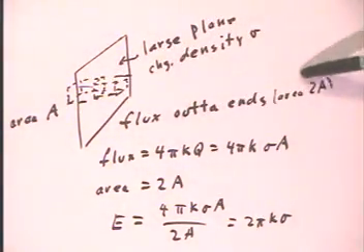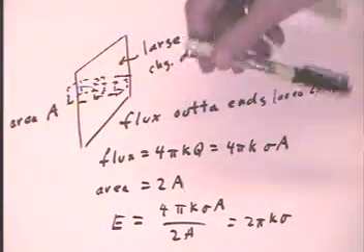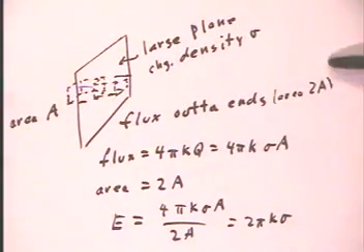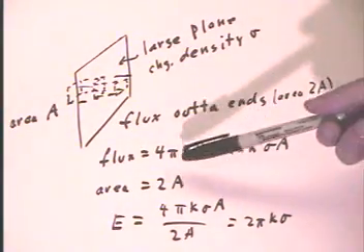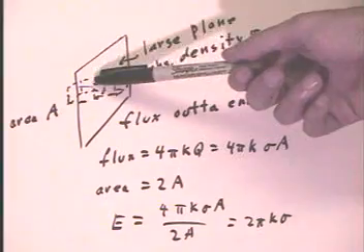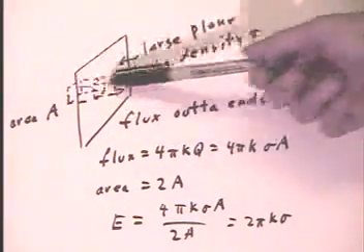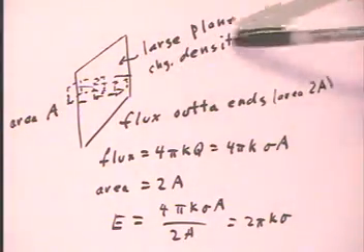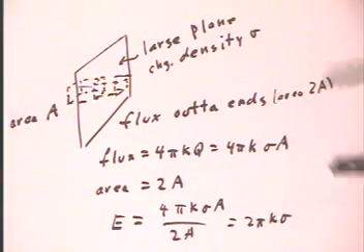The ends of the box have total area 2A. Again, since the flux is perpendicular to the plane, it comes out the ends of the box, not the sides, so it all comes out through an area of 2A. Now the flux is therefore 4 pi k times the enclosed charge. The enclosed charge is the charge that just sits on this area A where the box penetrates the plane. And that charge, if the charge density is sigma, is going to be sigma times A. So the flux is 4 pi k sigma A.